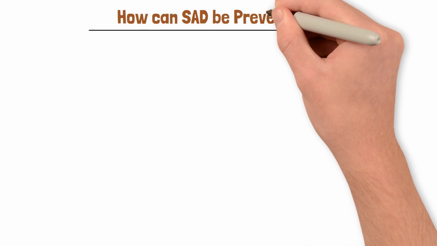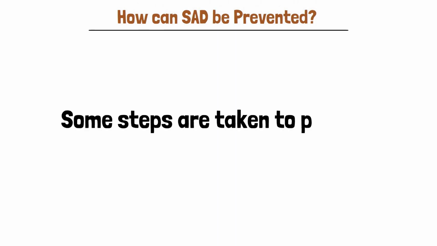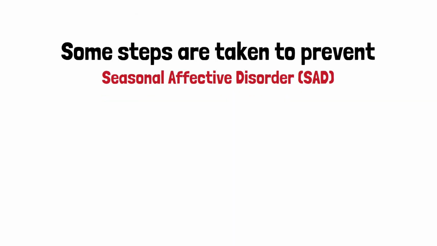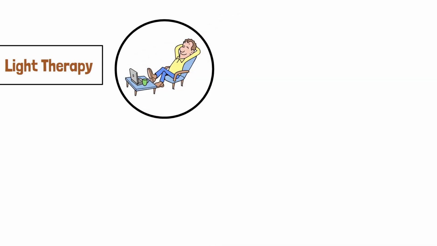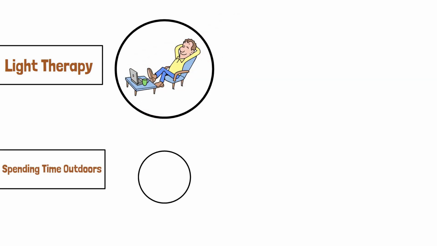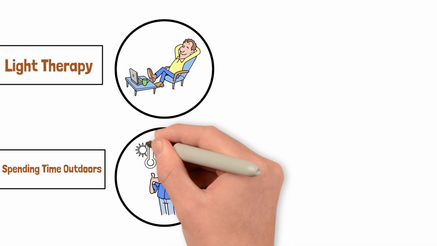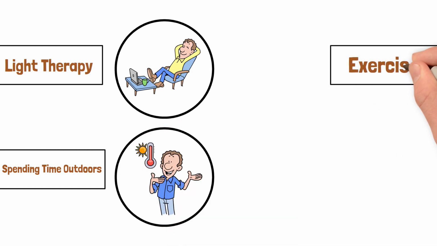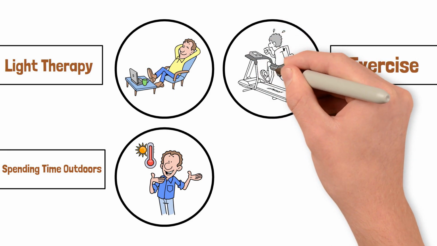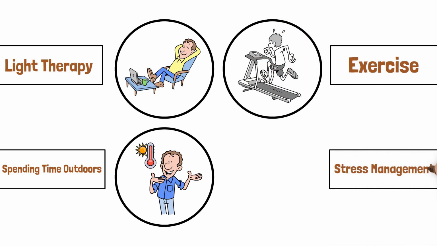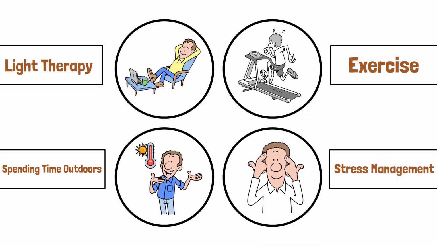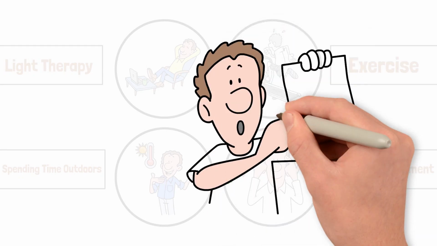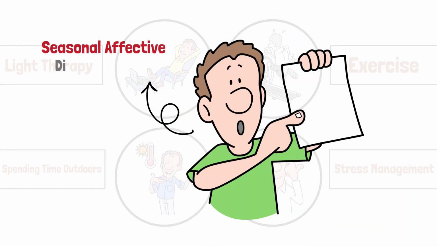Now let's move to the next point, where we will learn how it can be prevented. Some steps can be taken to prevent seasonal affective disorder, SAD, such as light therapy, spending some time in the morning light or using artificial light therapy. Next, spending time outdoors, spending some time outdoors daily, especially in the sunlight. Next, exercise. Regular exercise keeps the mood good and increases energy levels. Next, stress management. Techniques like yoga or meditation can reduce stress. By following these steps, you can prevent seasonal affective disorder.